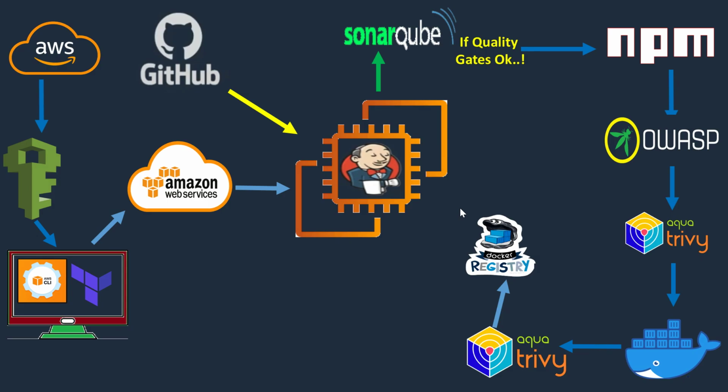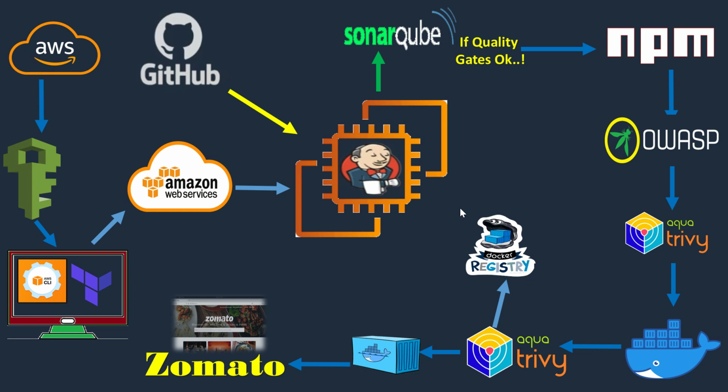By the Jenkins pipeline script, we are going to deploy it into the Docker Hub registry. Once that's over, with the same image we are going to create a container with our custom application, a Node.js application that we call the Zomato cloned application. This is the flow of the process. Now we are going to set up this environment.